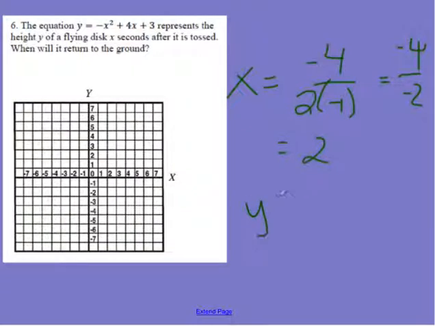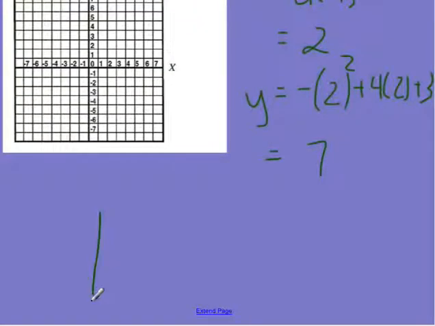Now I need to plug that in for y. So I'm going to take x out and put 2 in instead. Once I do that, I'm going to get 7. So the vertex is (2, 7). I'm going to go ahead and make my chart. So 2 is going to be in the middle. We're getting bigger going that way, and we're getting smaller going that way. So 2 is going to be 7.